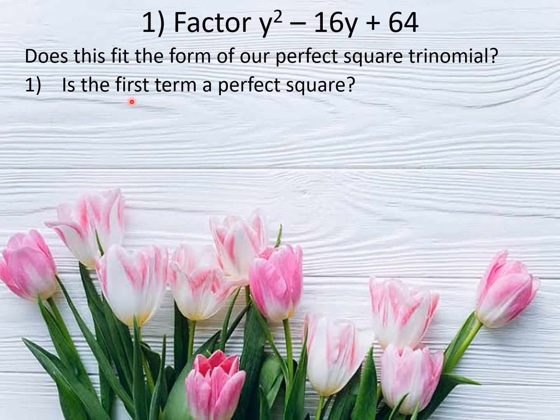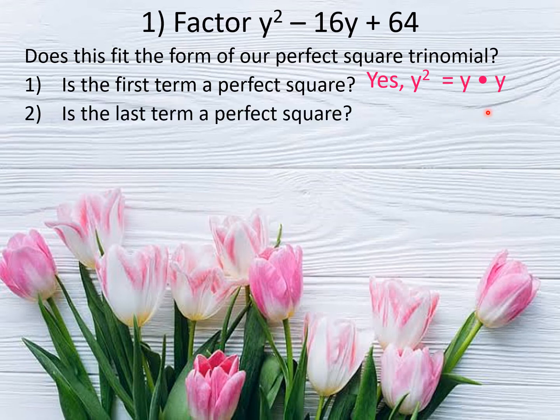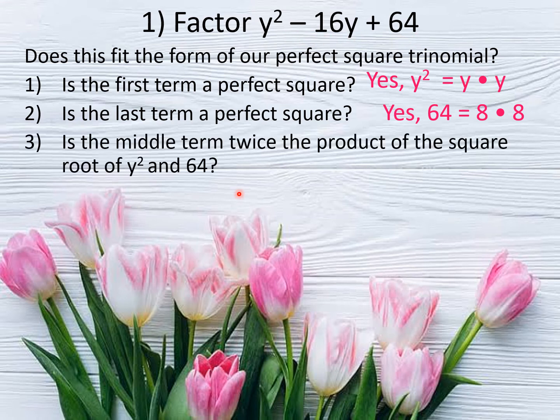Number 1. Is the first term a perfect square? Perfect square ba ang y squared? Yes, y squared is equal to y times y. Number 2. Is the last term a perfect square? Perfect square ba ang positive 64? Yes, 64 is equal to 8 times 8. So, perfect square na ang first term, perfect square na ang last term. Ang kulang na lang ang middle term.